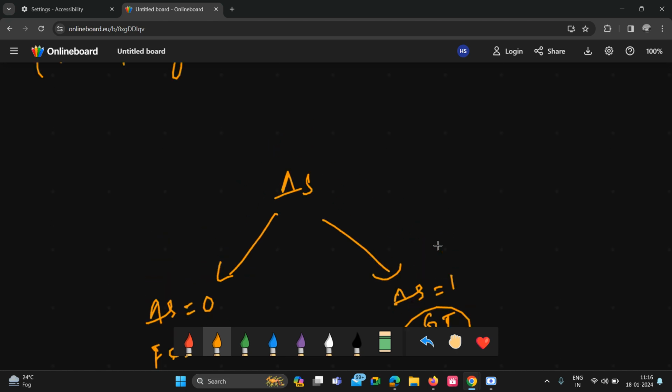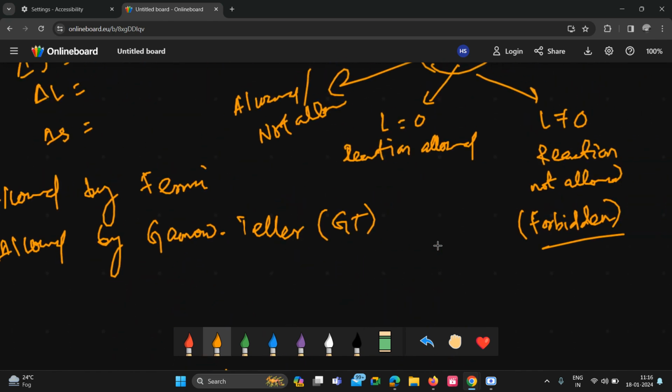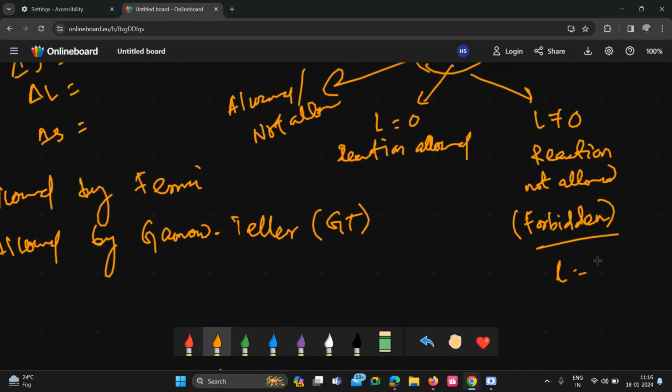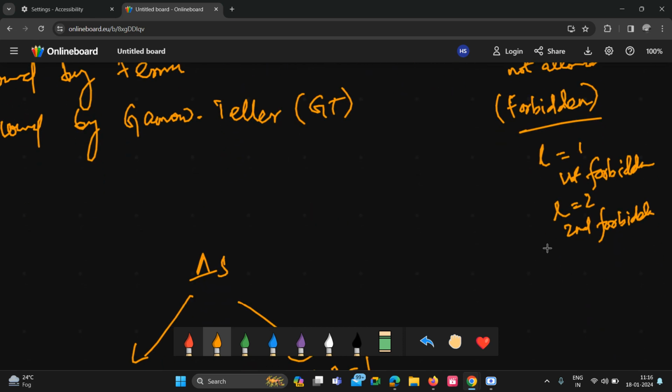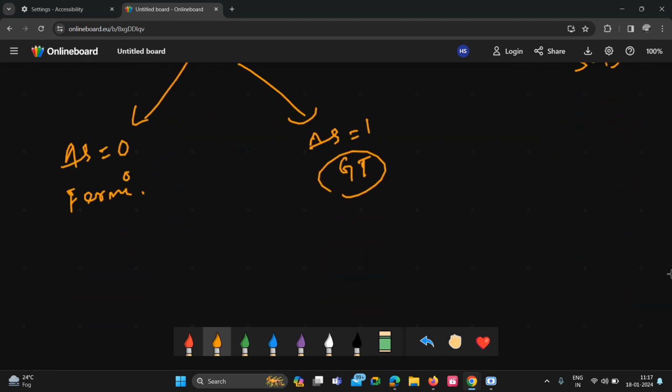Another thing: when L is not equal to 0, if L is equal to 1, that is called first forbidden. L equal to 2 is called second forbidden. L equal to 3 is called third forbidden, and it goes on like that. So del S equal to 0 is allowed by Fermi, del S equal to 1 is allowed by GT.